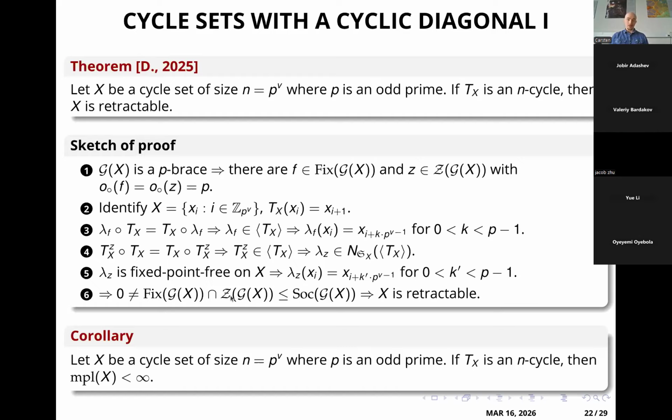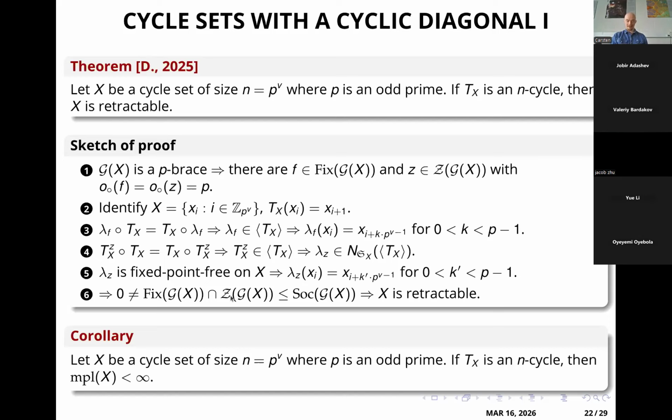And it turns out the property that the diagonal is an n-cycle is preserved under retraction. So the smaller solution, again, has a diagonal which is a full cycle. So we can repeat this argument and we obtain that each cycle set of odd prime power size, whose diagonal is a full cycle, actually is of finite multipermutation level. So the retraction series, or the retraction sequence, always ends in a cycle set of size 1.